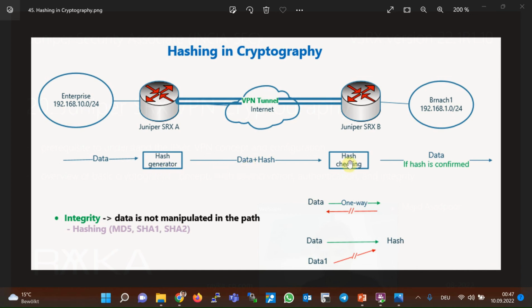The receiver recalculates the hash of the data and compares it to the attached hash. If they match, it means the data on the path is not being manipulated.